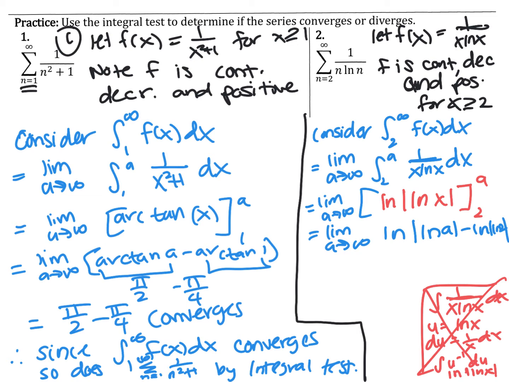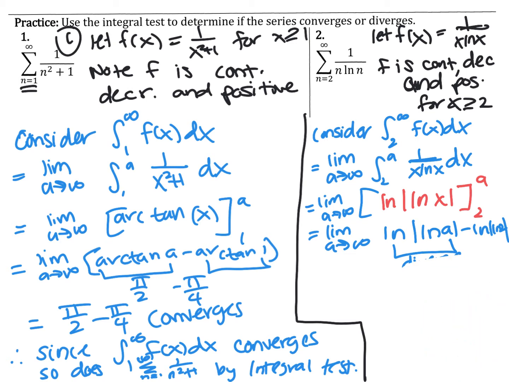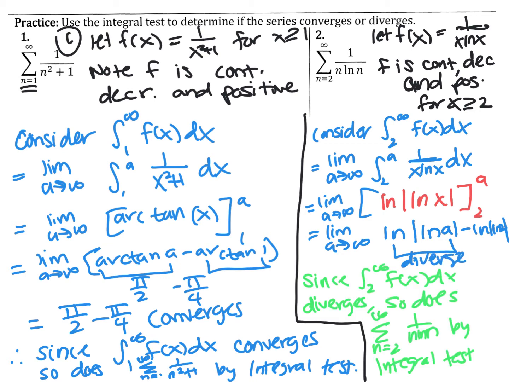As a goes to infinity, this is going to diverge. So what we can say is, since our integral is diverging, then the series is going to diverge. So since the integral from 2 to infinity of f of x dx diverges, so does the sum from 2 to infinity of 1 over n natural log of n by the integral test. Let's look at a couple more examples.